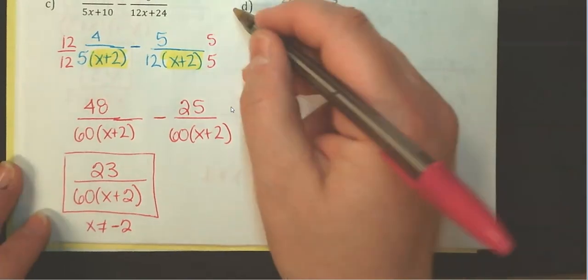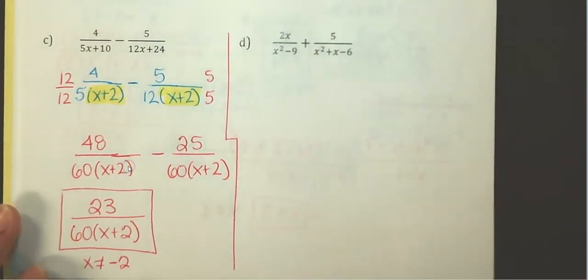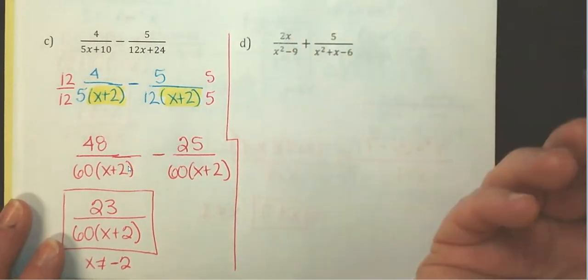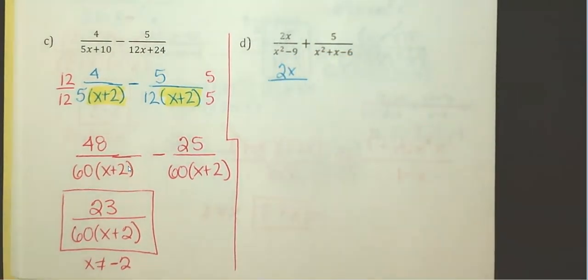Okay. And now I have one more. This one's probably a little bit tricky. So we'll try, and if you have something in the bottom or the top that you could factor, try to factor it. So the bottom of that first fraction, I'm going to add these together.